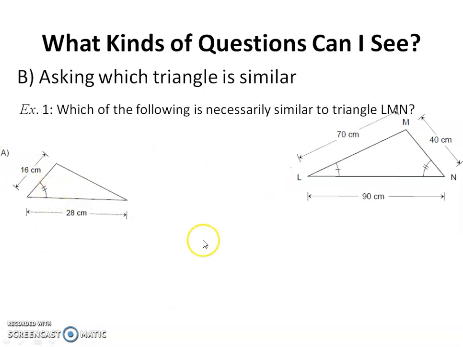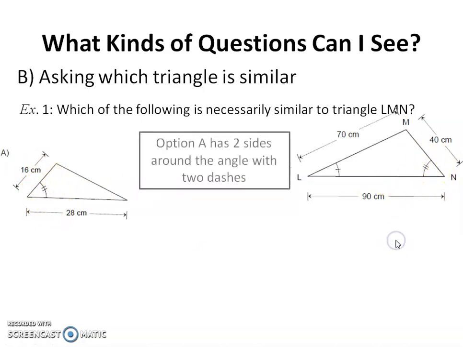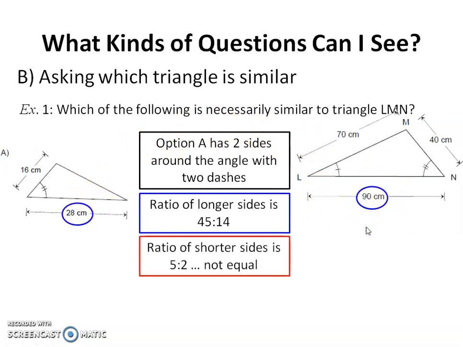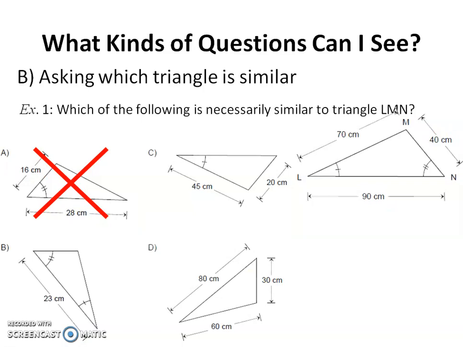We'll see if the ratio matches. Also, just to situate things, this angle is this angle here. So we know which 2 sides we're comparing. The ratio of the longer sides, that's the 90 to the 28, reduces to 45 to 14. That's those 2. And the shorter sides, not equal. The 16 to 14, not the same ratio. So though we have 2 sides and an angle between them, the ratio isn't the same. That one is not similar.